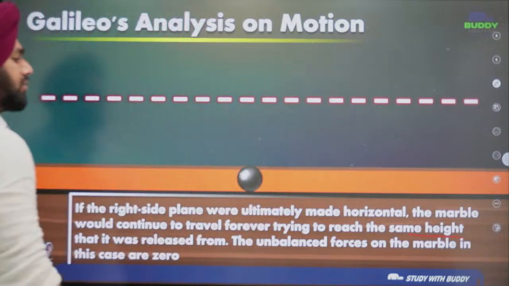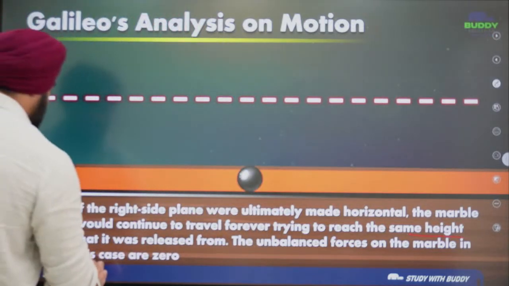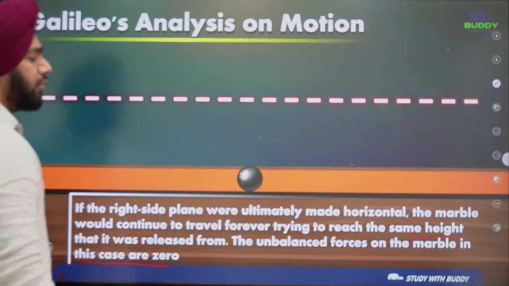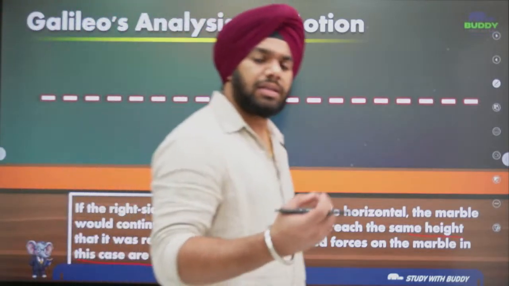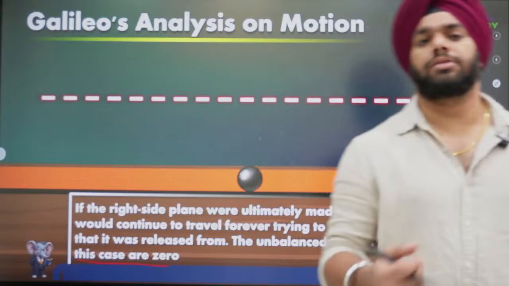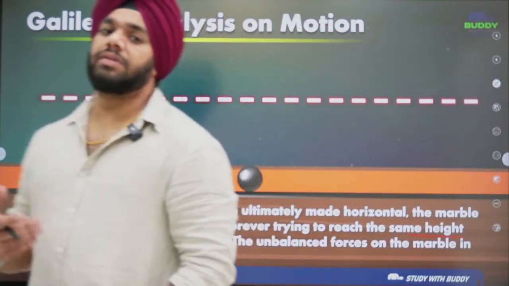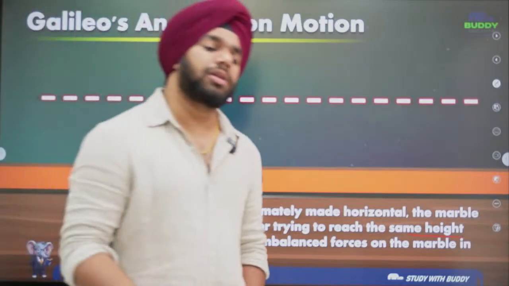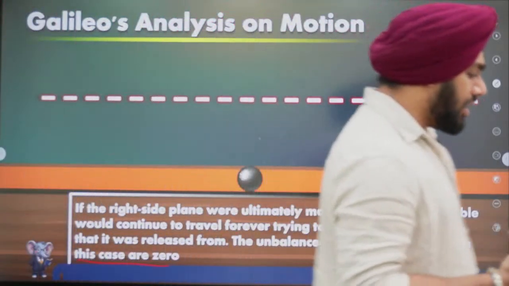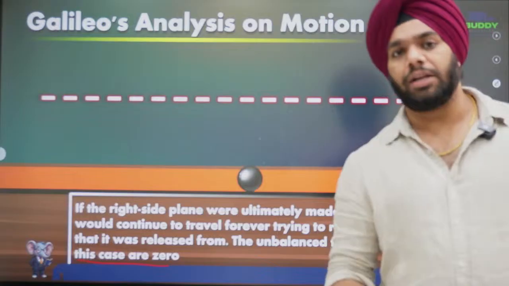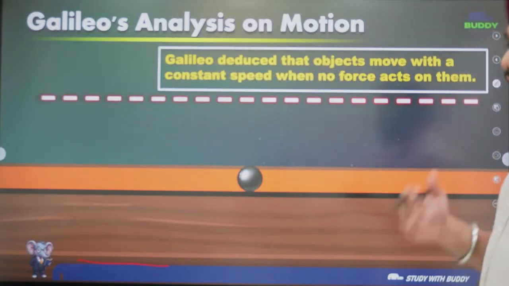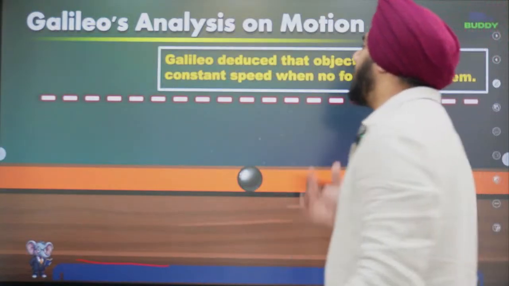The unbalanced force on the marble in this case is 0, right? Obviously there is no force, but this eventually does not happen. This is not the reality. What was the reality which we still study today? That is Newton's law, right? So Newton improved this thesis of Galileo, not proving him wrong, but he modified it.